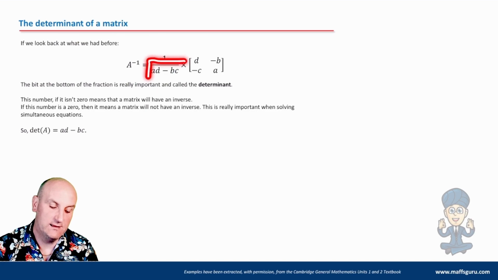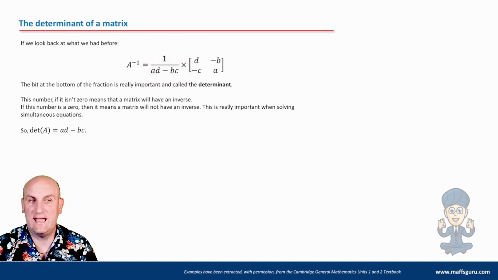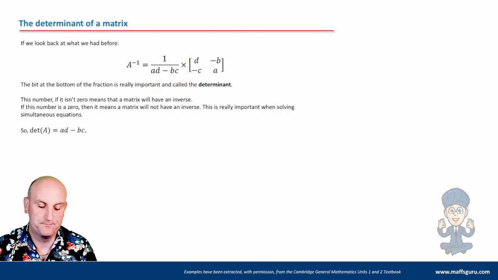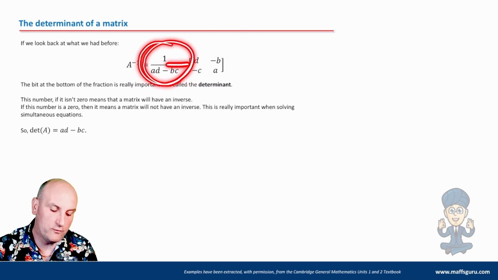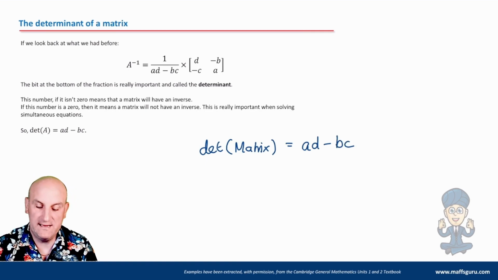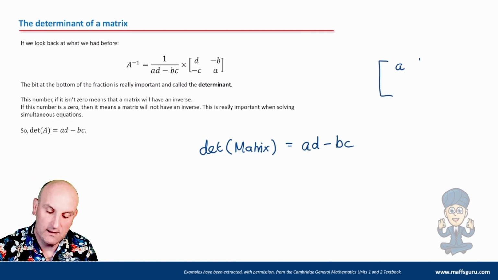If this value here is not 0, then we can have an inverse. So again, that's really important. If this number here is 0, no inverse. If it isn't 0, we can have an inverse. And the bottom bit, not the whole fraction, just the bottom bit, is called the determinant. So the determinant of a matrix is equal to AD minus BC, where that matrix is defined as having A, B, C, and D.